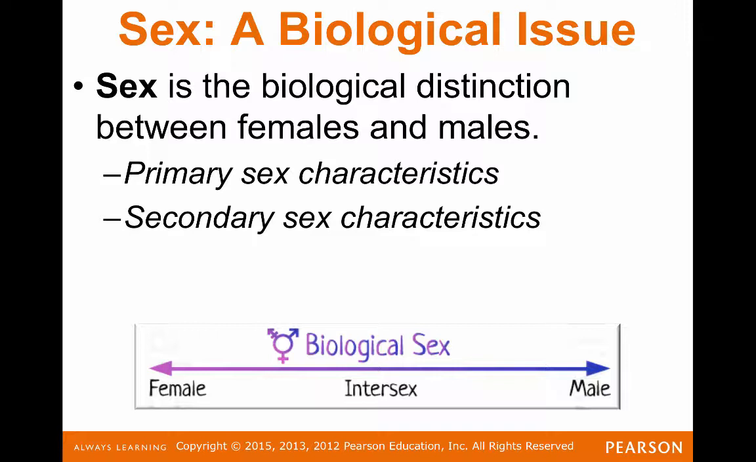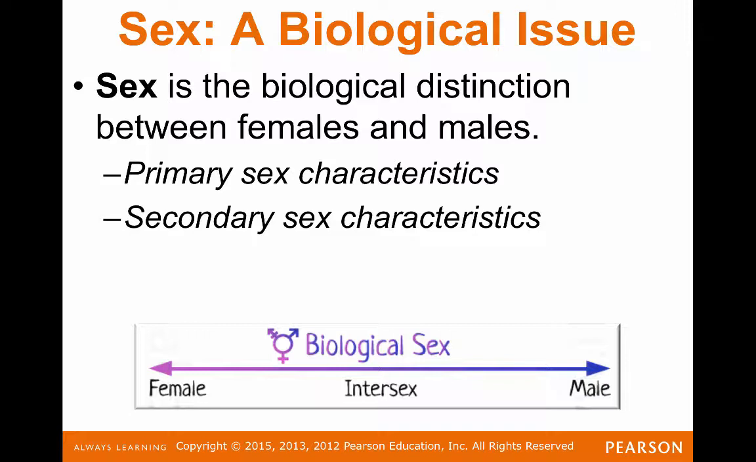So even though we talked about gender before being socially constructed around this idea of a binary, even biological sex, something we consider to be scientific, is still being affected by this binary idea of gender.